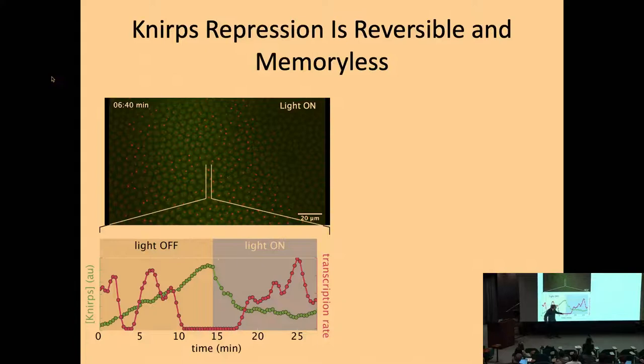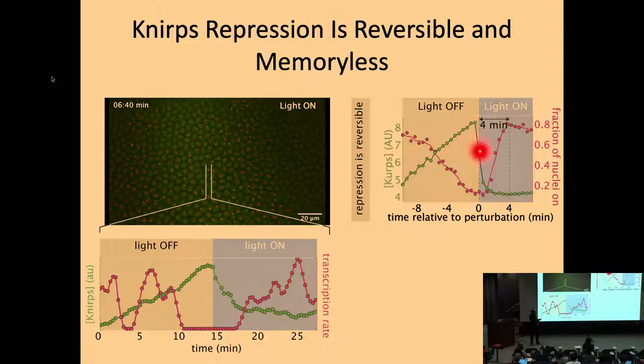If you plot, this is an average, right? So you see KNURPS, it was growing. We turn on the light, it falls. You see the number of cells in magenta, the fraction, we had like 80% on. The moment we turn on the light, all cells come back on. They come back within 4 minutes. We think these 4 minutes are mostly related to our inability to detect low fluorescence levels. We think transcription ensues within 1 minute of turning on the light.